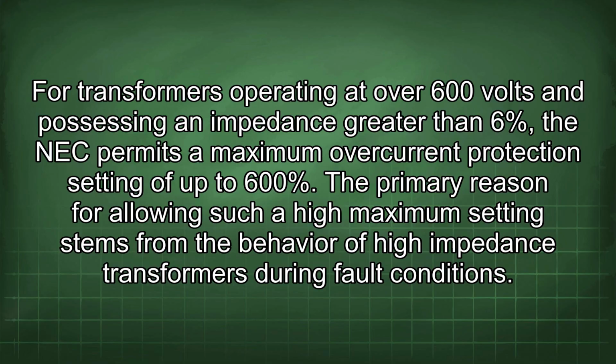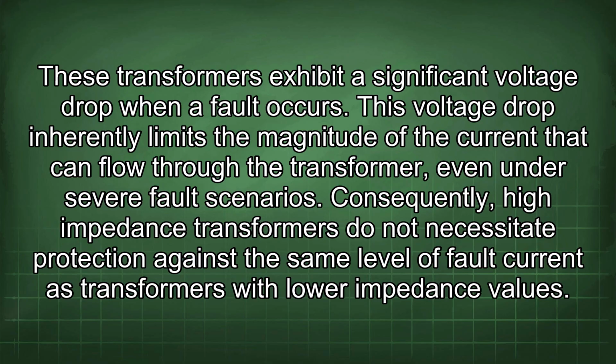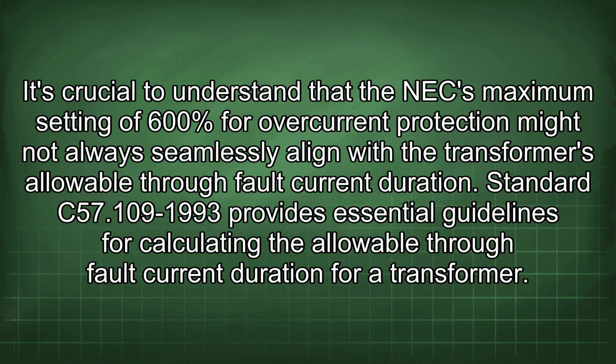The primary reason for allowing such a high maximum setting stems from the behavior of high impedance transformers during fault conditions. These transformers exhibit a significant voltage drop when a fault occurs. This voltage drop inherently limits the magnitude of the current that can flow through the transformer, even under severe fault scenarios. Consequently, high impedance transformers do not necessitate protection against the same level of fault current as transformers with lower impedance values. It's crucial to understand that the NEC maximum setting of 600% for overcurrent protection might not always seamlessly align with the transformer's allowable through fault current duration.